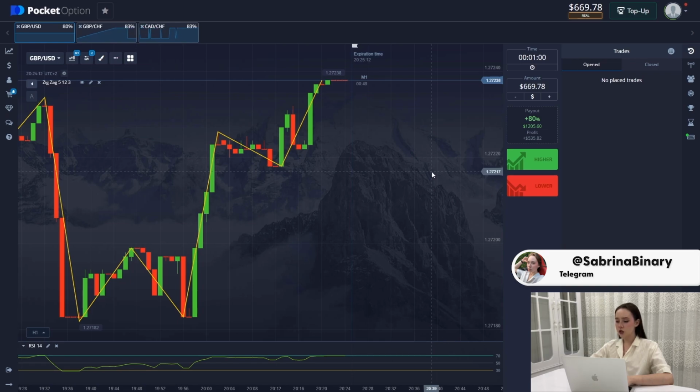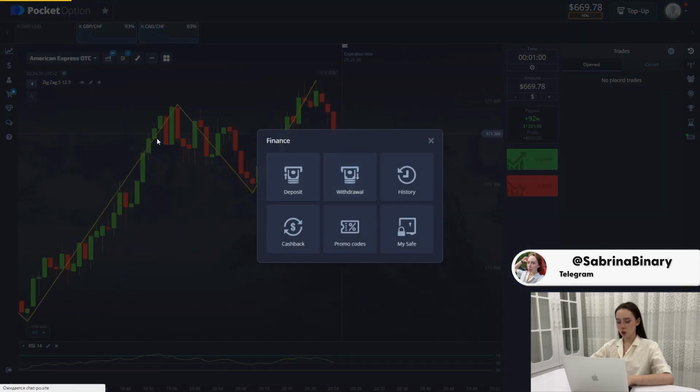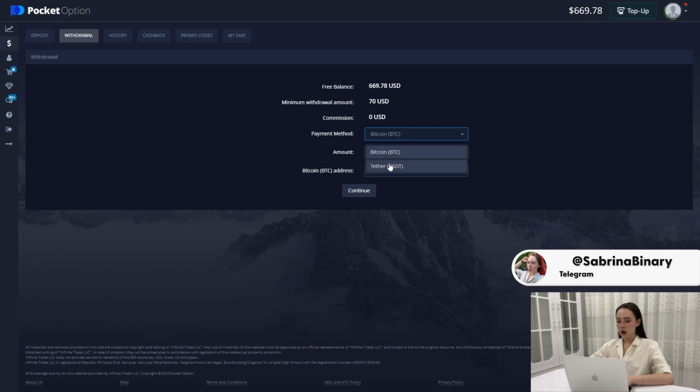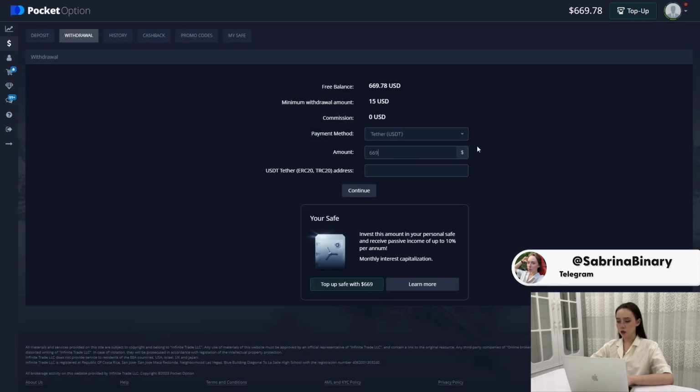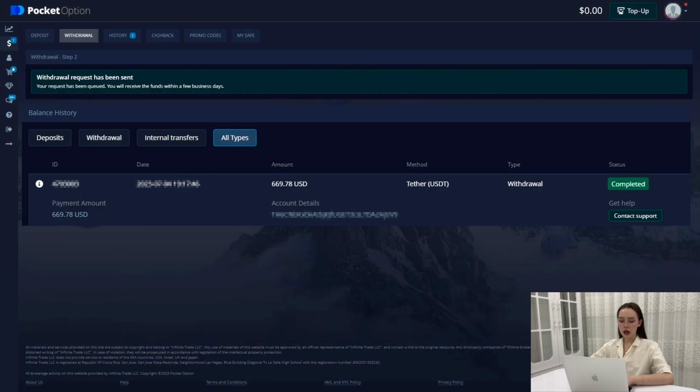So let's just take that money out of our balance. First of all, we need to click on the dollar icon, and then click on the word withdrawal, and I think withdraw the money in USDT. Then I enter my data, it's blurred, and how much money I want to withdraw, and click continue. And as you can see, the withdrawal really came.